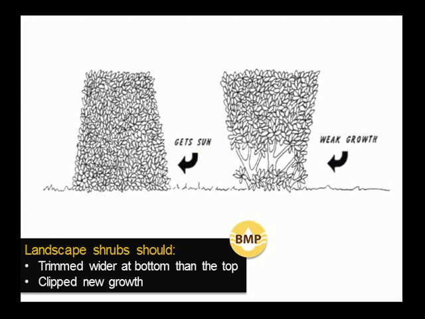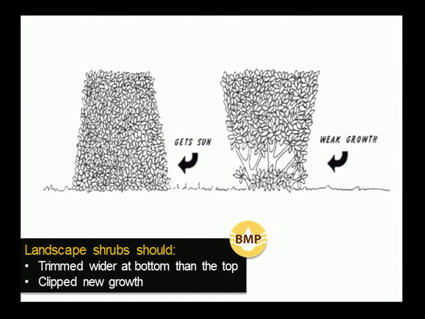The desired appearance of a formal hedge is a hard outline of foliage from the top of the hedge to the ground. Two important factors to remember when pruning formal hedges: hedges should be clipped while the new growth is green and succulent, and plants should be trimmed so that the base of the hedge is wider than the top.